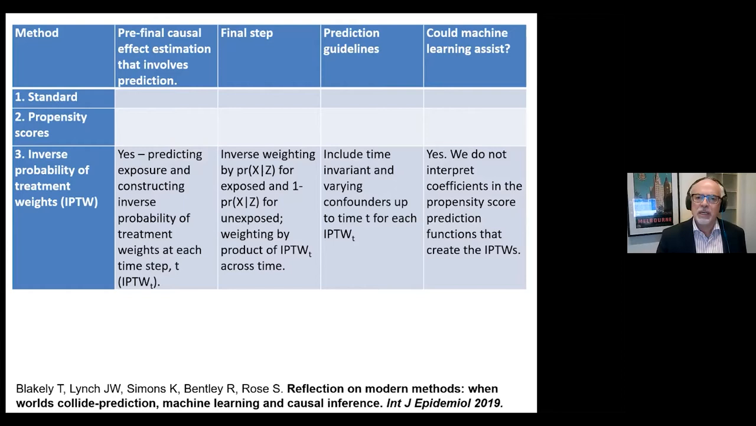Prediction guidelines, so this is the part to predict the IPTWs. You include the time-invariant and time-varying confounders up to that time step, not the stuff beyond it, because that would be a mediator. So you still have to think. You still have to have your DAG. And could machine learning assist? Well, you've got the message by now. The answer is yes, because we're not interpreting the coefficients used to predict the IPTWs. We interpret the coefficient that we get off our IPTW-weighted analysis, be that categorical regression at the end of the day. So yeah, machine learning's on.